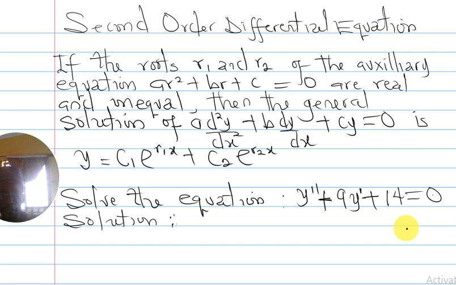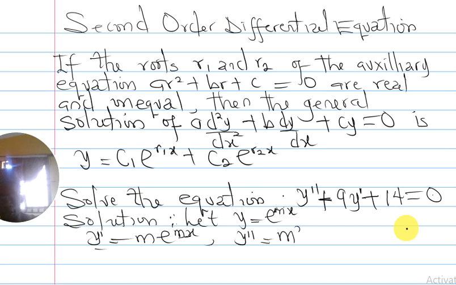Let y equal e raised to power mx. Now let me find the first derivative. The first derivative, y prime, is equal to, differentiating mx, m times e raised to power mx. Now the second derivative, differentiating this one again, we get m times m square, into e raised to power mx.